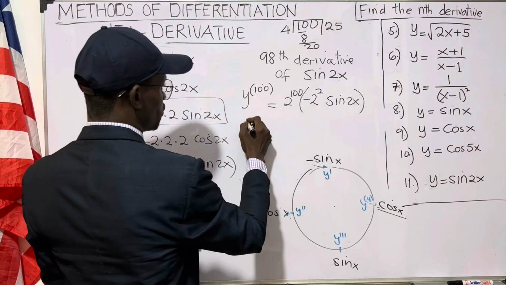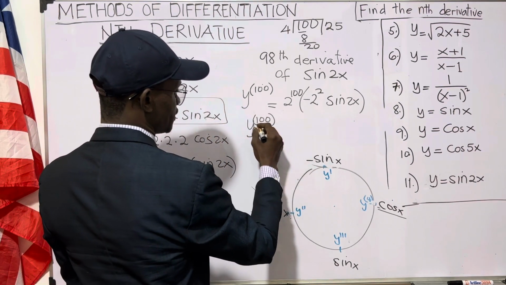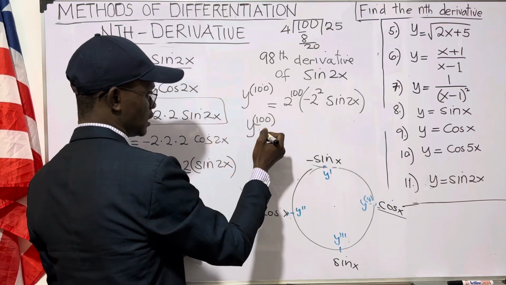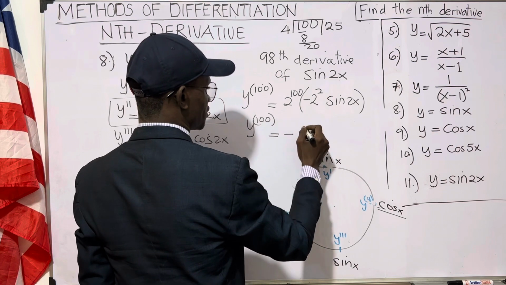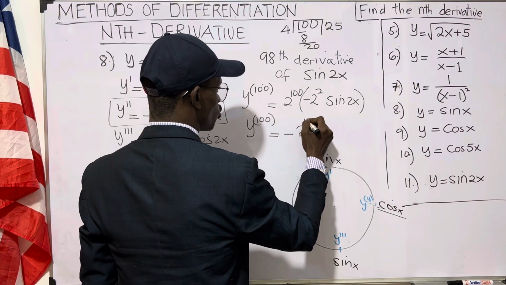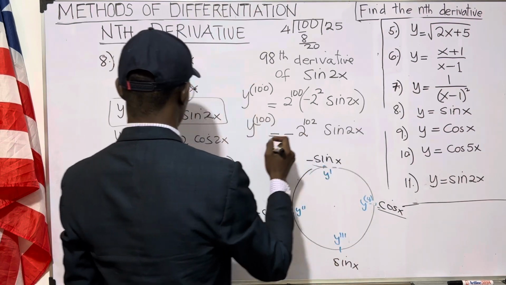So what will it be? We will have the 100th derivative. The bases are the same, so we can add their powers. So this is negative 2 raised to the power 102 and sine of 2x.